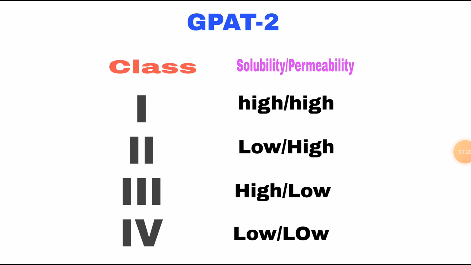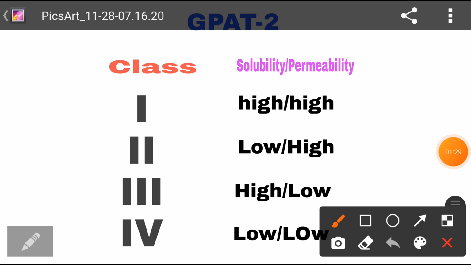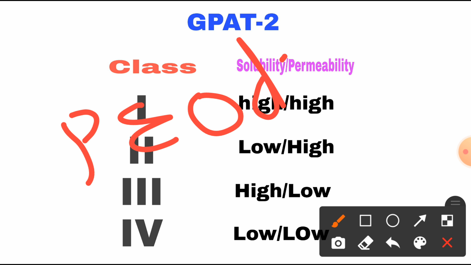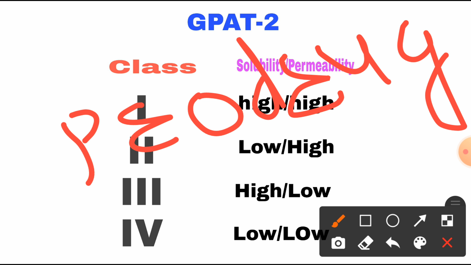In case of class 3 drugs, these drugs are called permeability limited drugs. For that purpose, we use prodrugs. We make a prodrug of those drugs and then give it to the patient.